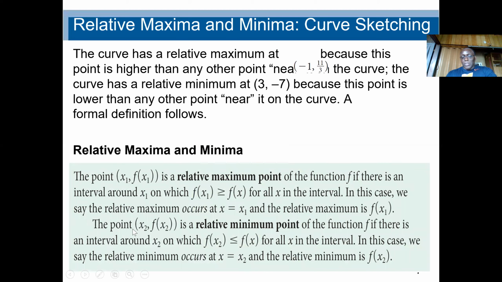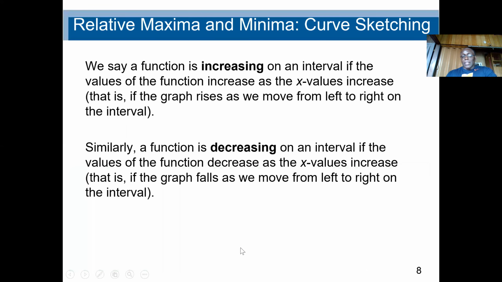The second point, x2, f at x2, is a relative minimum point of a function f if there's an interval around x2 in which f at x2 is always less than or equal to f at x. So it will be down. In this case, f at x2 should be less than or equal to f at x. And that is the whole concept.